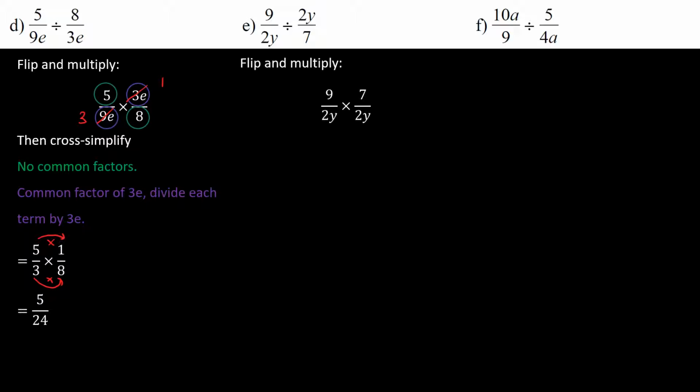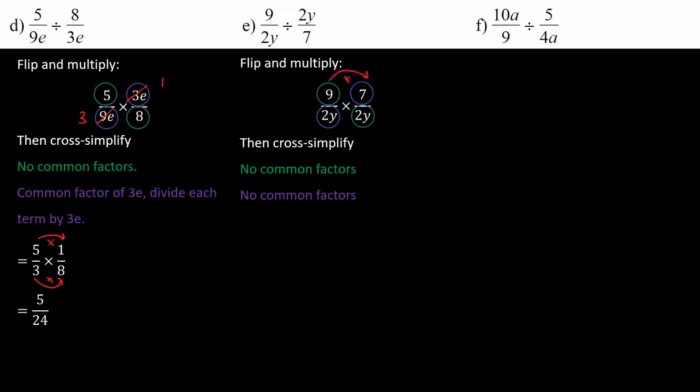With e, flip the second fraction and multiply, so 9 over 2y times 7 over 2y. We need to cross simplify, check along that way, there's no common factors. The other way, there's also no common factors, so we go straight to our timesing. 9 times 7 is 63, and 2y times 2y is 4y squared.